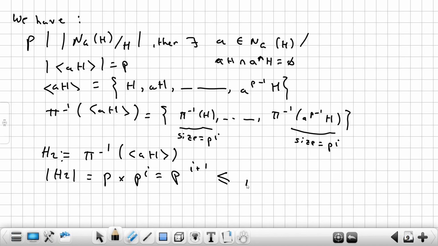Of course, this is a subgroup of the normalizer N_G(H). Subgroup of G also. Of course, pi is a morphism. And so we are done.